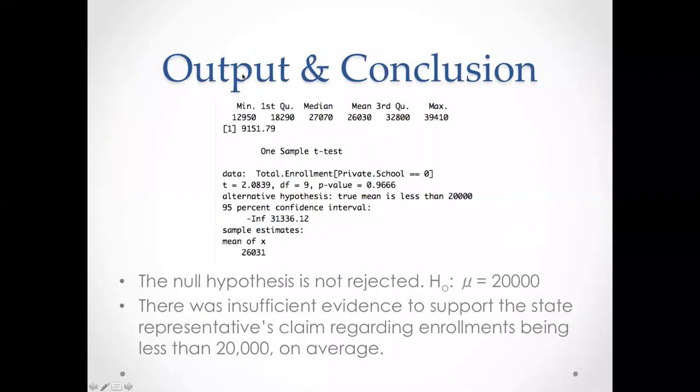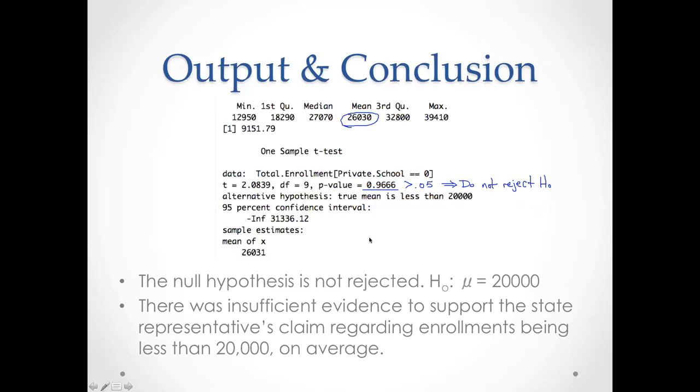Let's take a look at that. Notice now the average of the sample of public schools is roughly 26,000 in enrollment. And the p-value associated with the test is now 0.96, greater than our alpha level, not less than 0.05. In other words, we will not reject the null. Do not reject the null hypothesis.